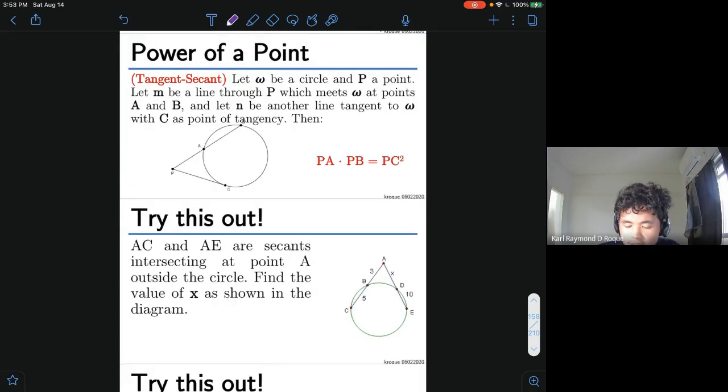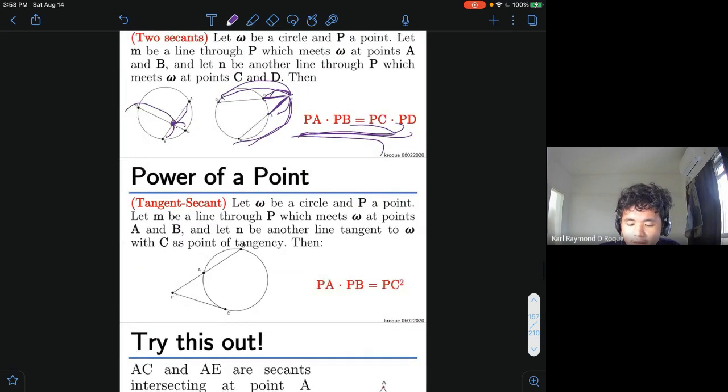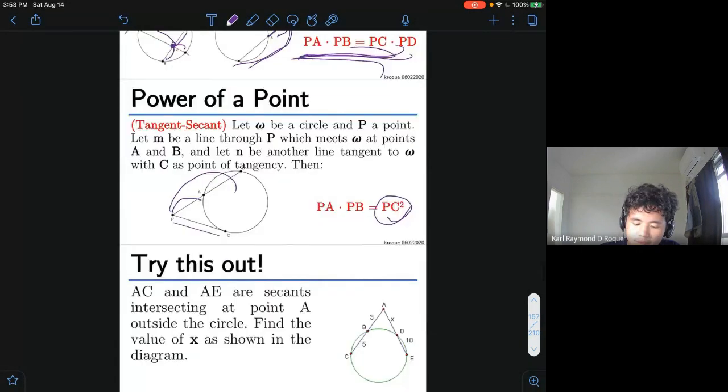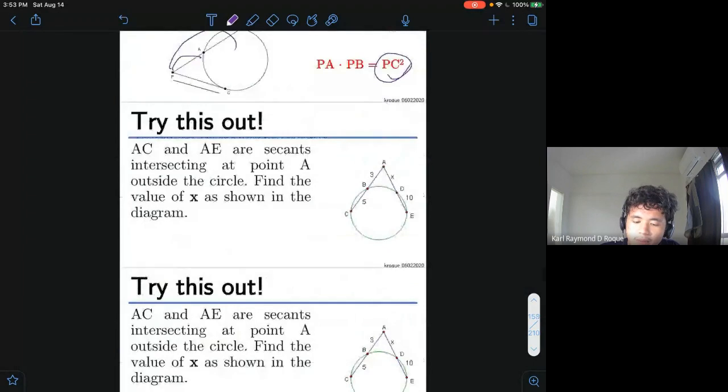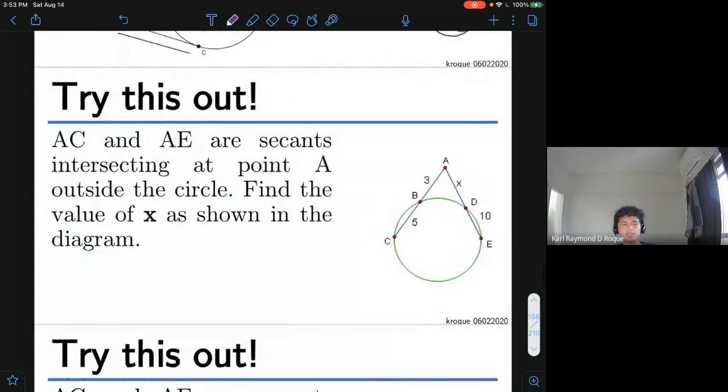Next, tangent secant. Same lang dito, pero meron tayong tangent, PC squared equals part times the whole thing. Yan. Okay? So, I want you to try this. Please try this out. 1 minute.